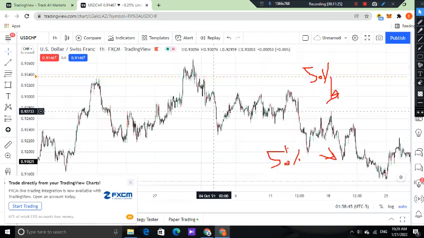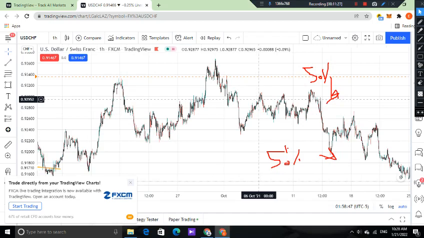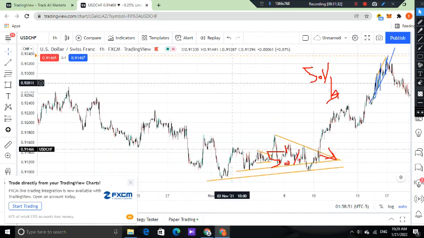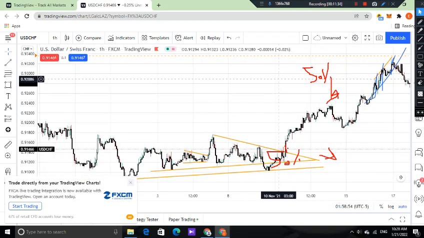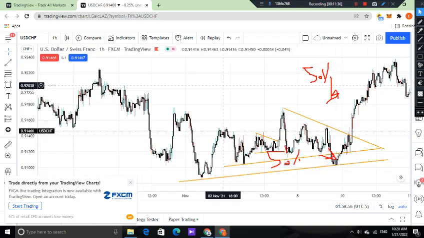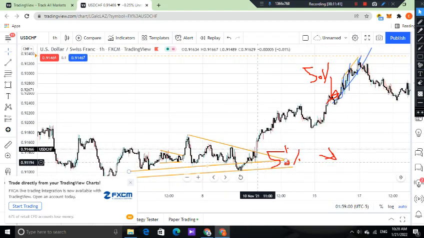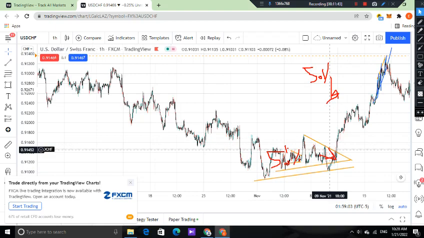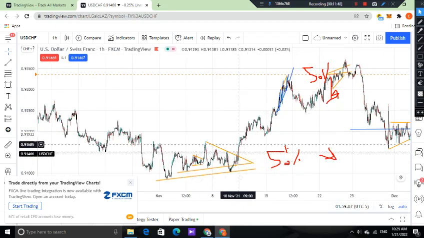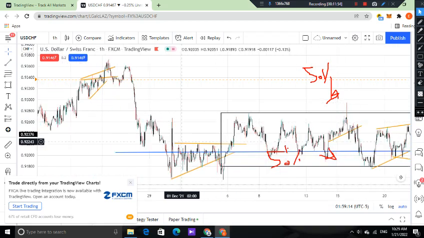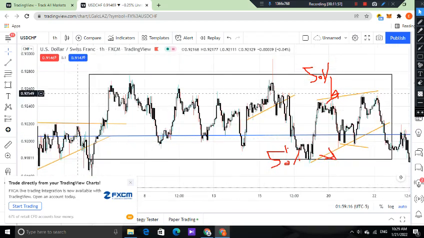I can also put it this way: whenever you can put price between two lines, you can consider it as a triangle. Here we also have a triangle, a bearish trend and a bullish trend, and we have this bull breakout. This one is an ascending triangle.